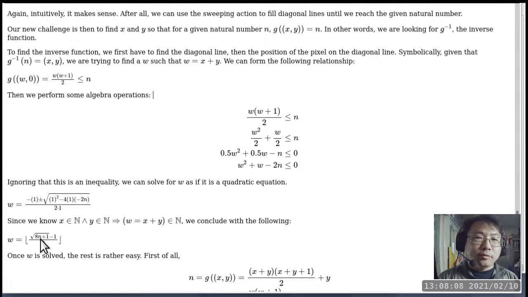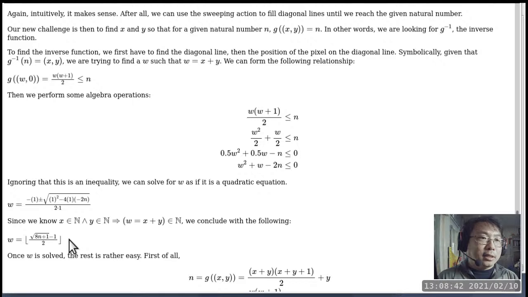So the non-negative root is going to look like this, without the floor symbol applied to it. The floor symbol is applied because we know w is a natural number. If w is a natural number, the root itself can be an irrational number. So we have to apply the floor operation so that we can maintain the less than or equal to 0 relationship, but at the same time satisfy the requirement that w needs to be a natural number. That's why we have to apply the floor operation.